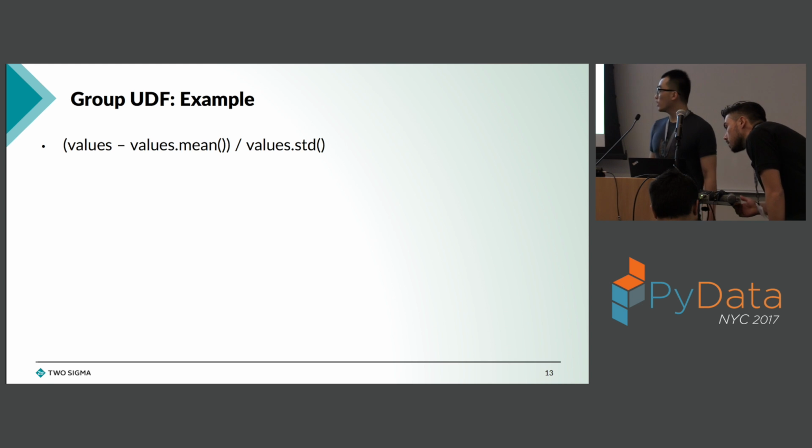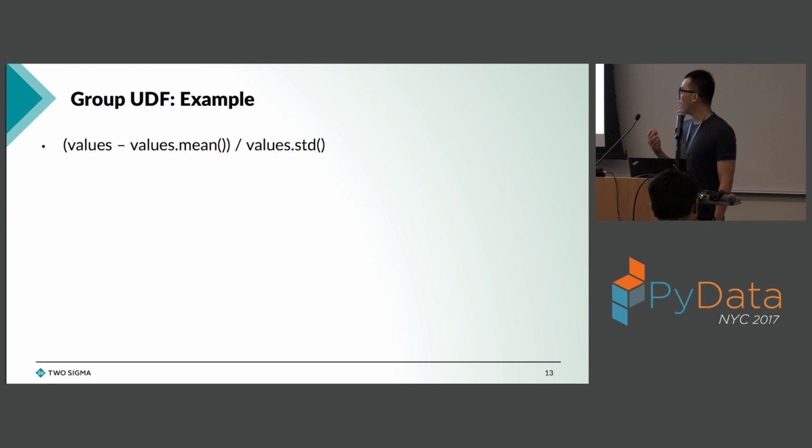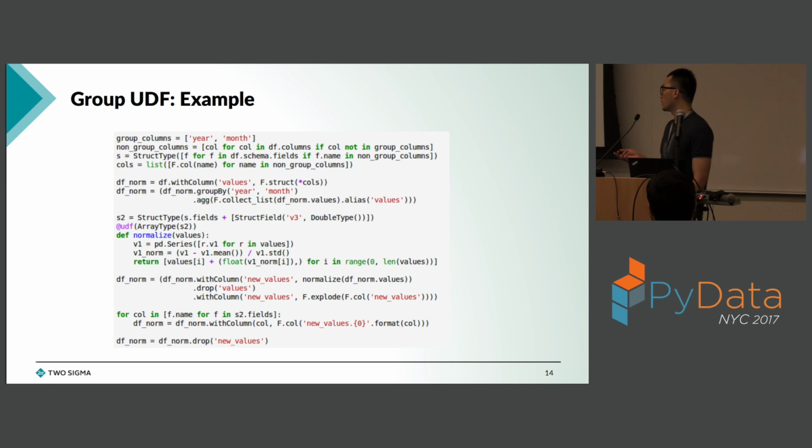Here I'm going to give a quick example. I just want to calculate values following this formula. I want to subtract the mean and divide it by the standard deviation of the values, maybe by each month. And here's the code you have to write to do it in PySpark.